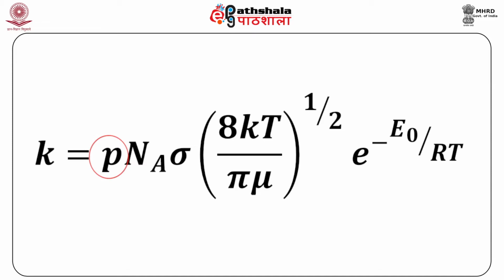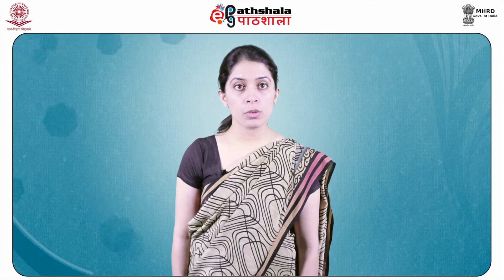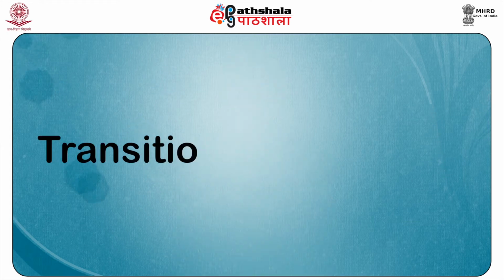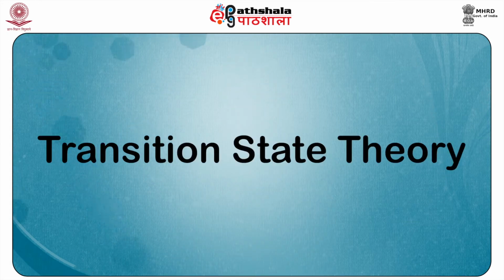The major drawback of collision theory is the difficulty in calculating the steric factor from molecular geometry for complex molecules. So, in this module, we will discuss another important theory for determination of rate constant, that is transition state theory. Now, let us discuss transition state theory.